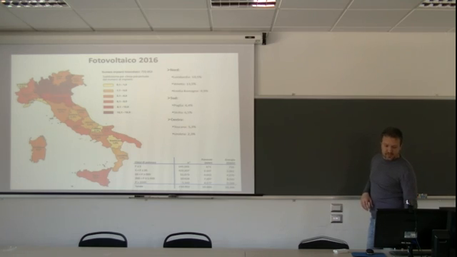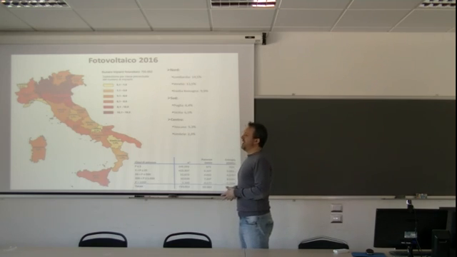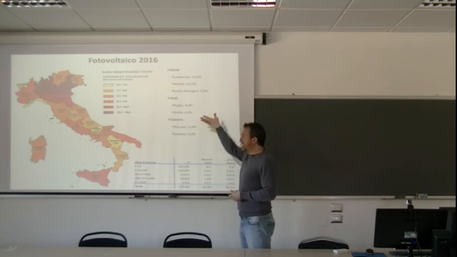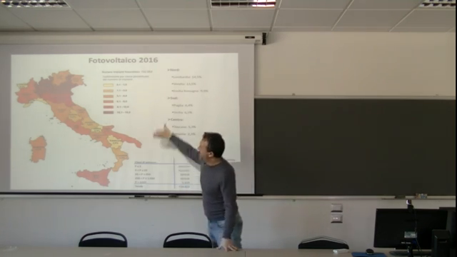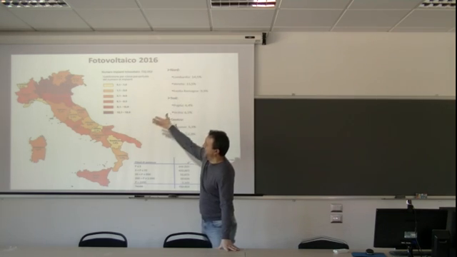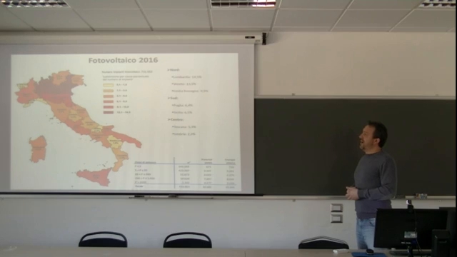This is a little strange picture, because as you say, the energy from the sun increases going close to the equator, and in this case the higher production of photovoltaics is in the north of Italy. But it depends also on political reasons. So it's very long to explain.